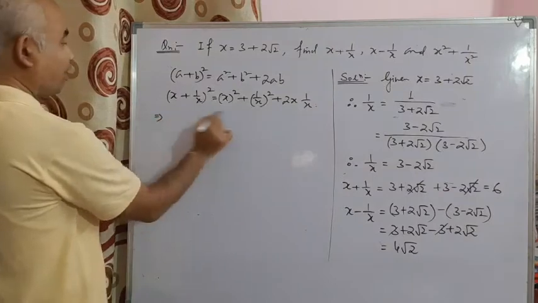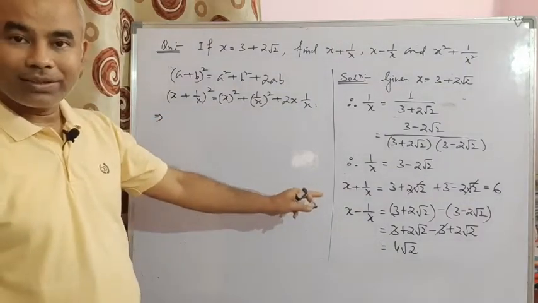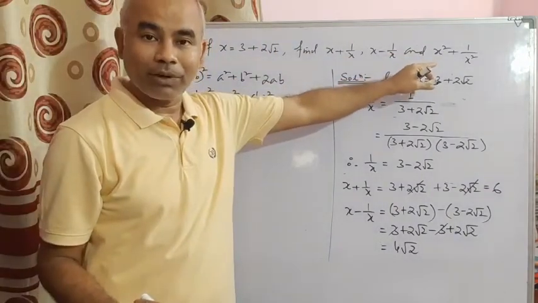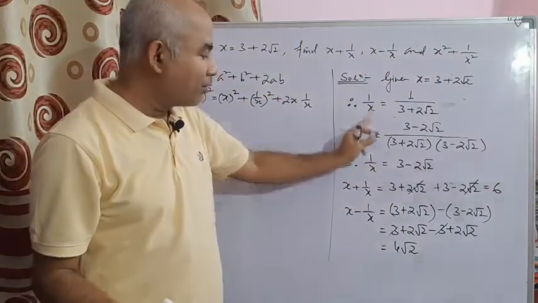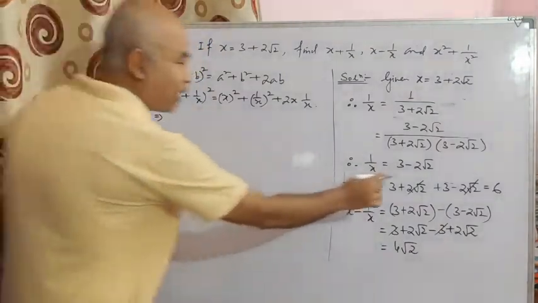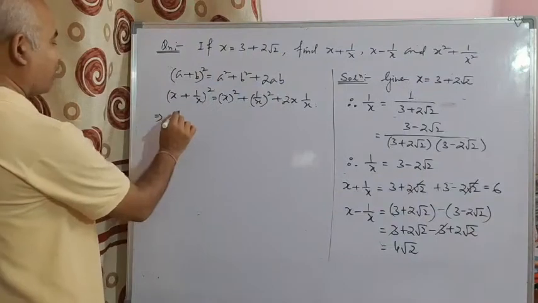Now you have already calculated the value of x plus 1 by x. This is required here. If directly suppose asked to find out x square plus 1 by x square, then also first 1 by x and x plus 1 by x you have to calculate. So what is x plus 1 by x? In our question we have got it as 6.